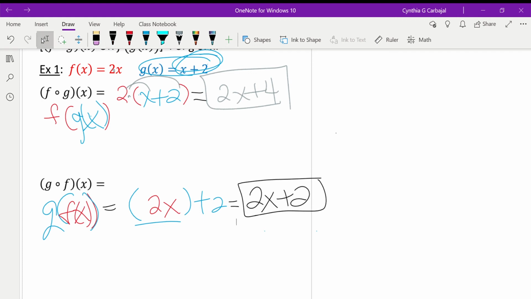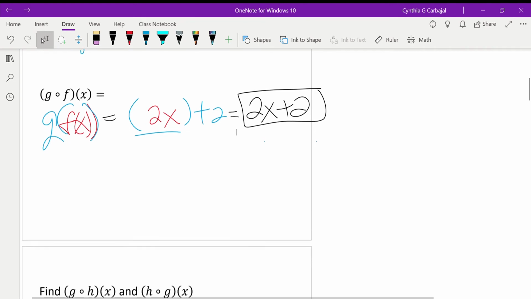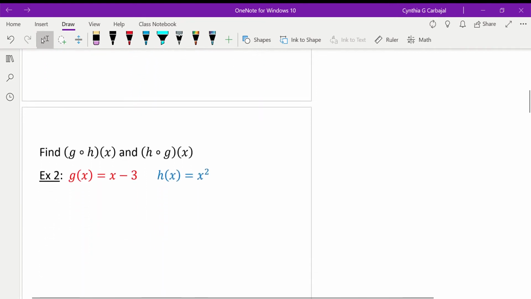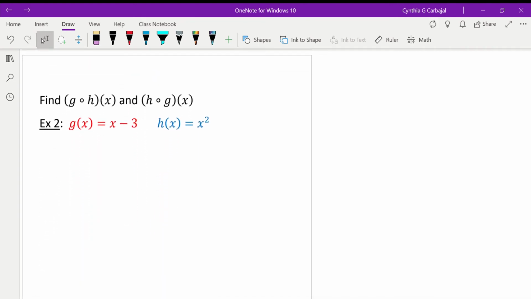Alright, let's look at the next one. So again, what we are doing is we're starting, they give us the first letter is the function that we're starting with, and then the second letter is the second function that's going to be substituted into the first function. So let's start doing this one right here.